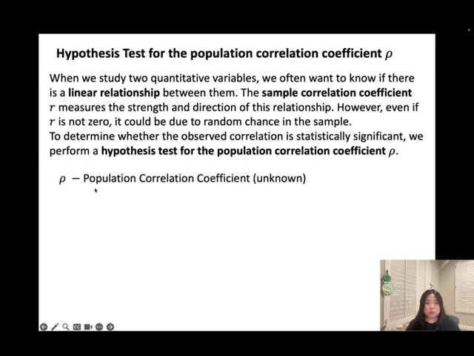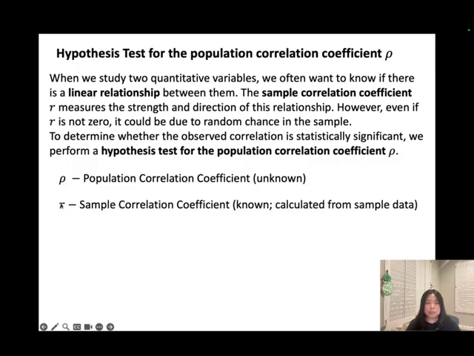So this is the notation for the population correlation coefficient. We won't be able to know this number. And r is called the sample correlation coefficient. We learned how to find it in the previous sessions, and we calculate it from the sample data.